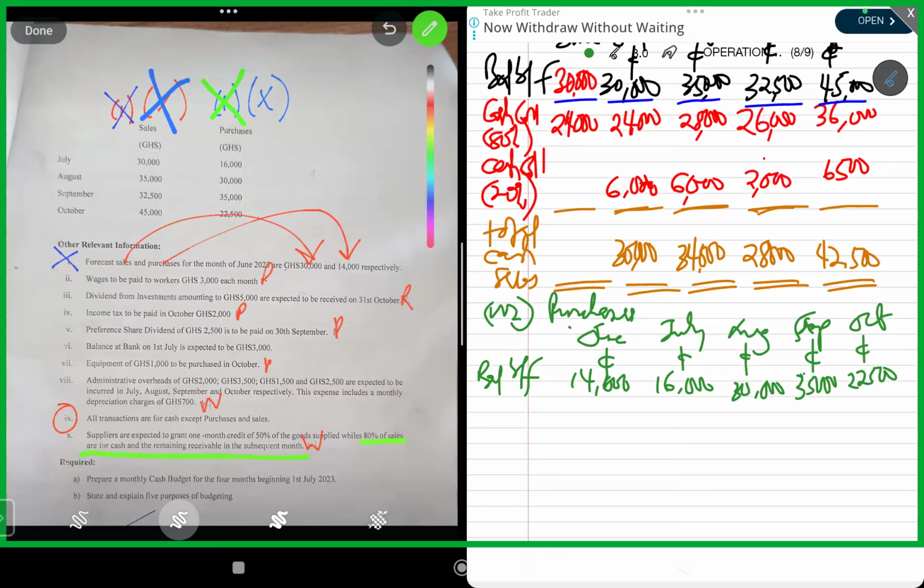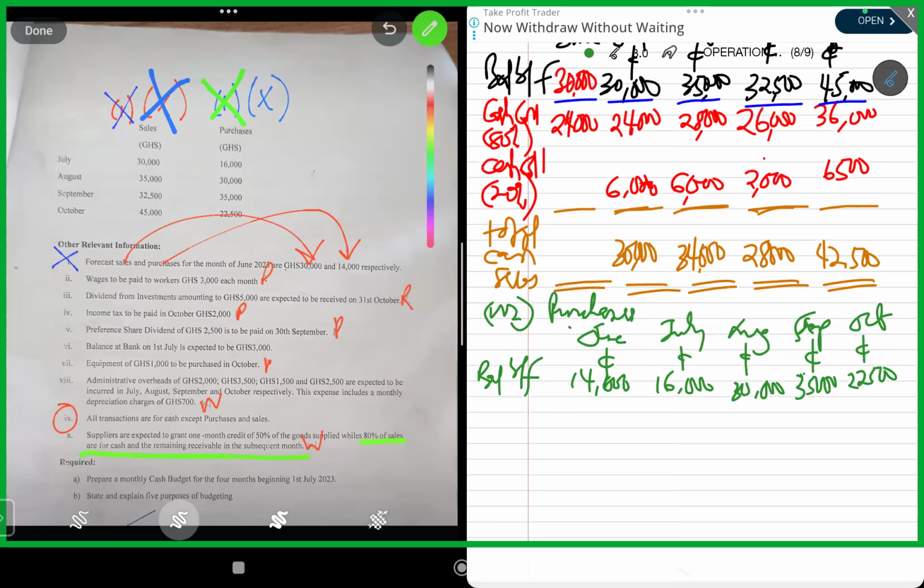Let's read X. Suppliers are expected to grant 1 month credit of 50% of the goods supplied, while 80% of sales. Do we need the sales? We've done that already. So just concentrate on the purchases. What do we have on purchases? So read it again. Suppliers are expected to grant 1 month credit. How do you understand that?